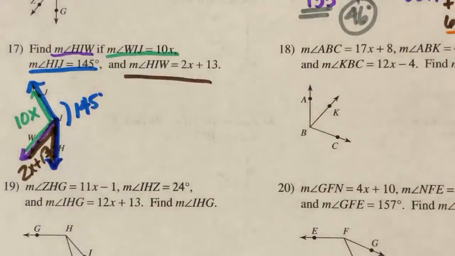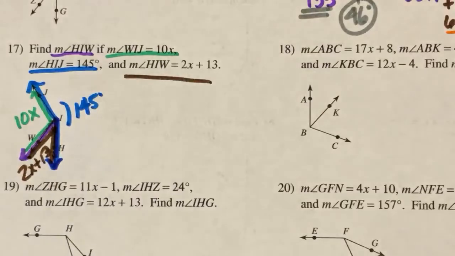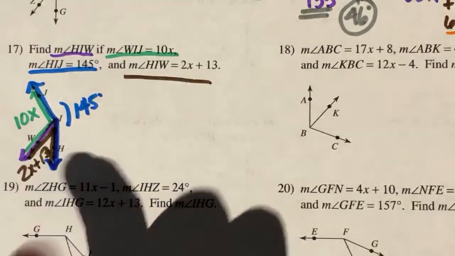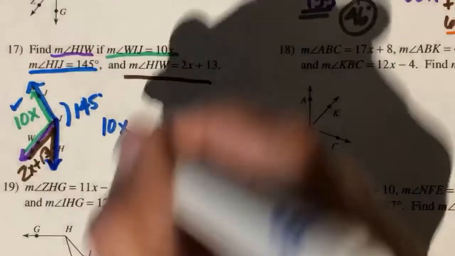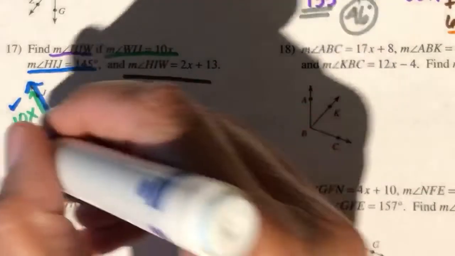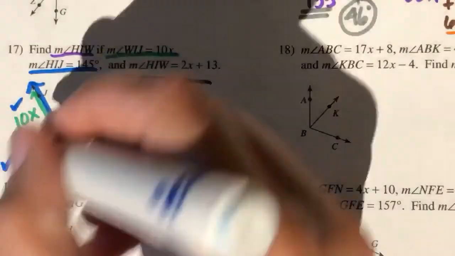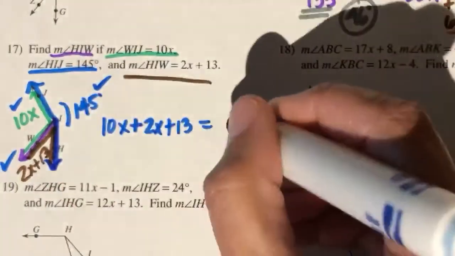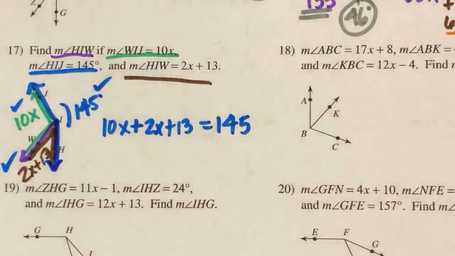Now I'm ready to set this up. The two smaller ones should add up to the bigger one. So 10x, which is this one, plus 2x plus 13, which is that one, is going to equal 145, which is that one. So hopefully that makes sense.